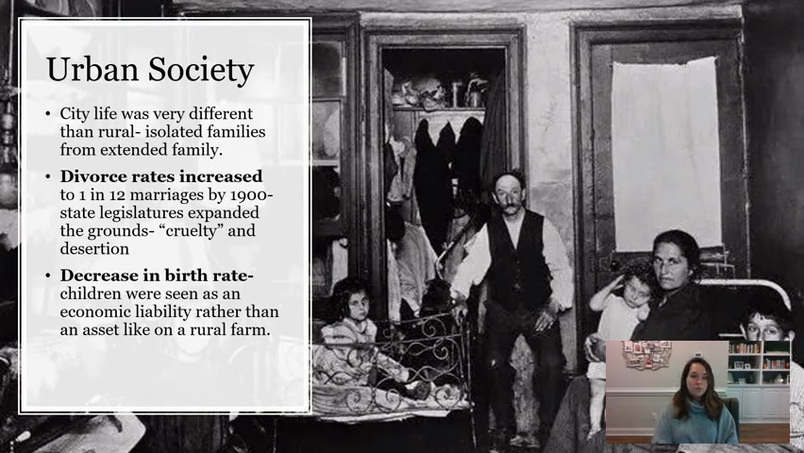City life is extremely different from that of rural areas. Families were isolated from the extended family, and divorce rates are going to increase in cities. 1 in 12 marriages by 1900 ended in divorce. State legislatures are going to expand the grounds for why you could file for divorce. So a lot of women were given more rights.